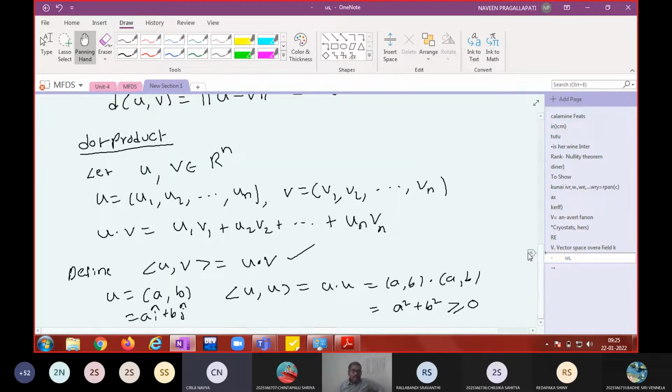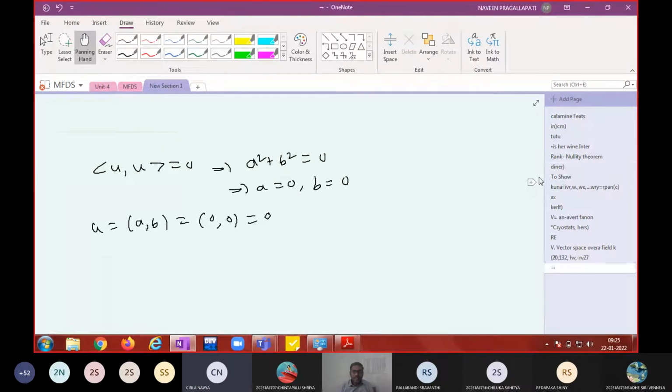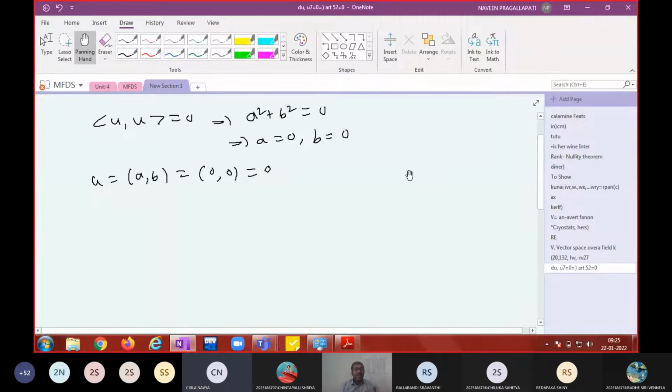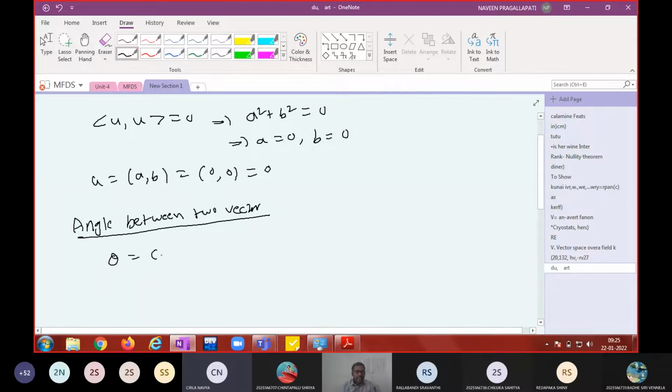Okay, then what is the angle between two vectors? We are trying to generalize the concepts of vectors from dot product to inner product. So how do you define the angle between two vectors? For 2-dimensional or 3-dimensional, we will call it theta equal to cos inverse of, for two vectors, let us say u and v, u dot v by mod u into mod v. Am I right? Yes, sir.